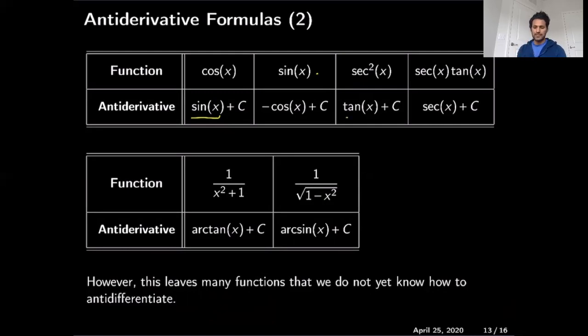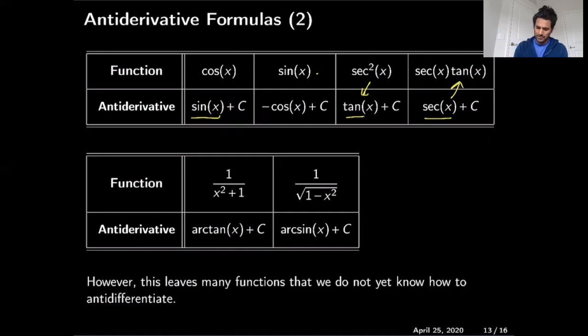The derivative of tangent is secant squared, so the antiderivative of secant squared will be tangent. The derivative of secant is secant tangent, so the antiderivative of secant tangent is secant. And also the antiderivative of 1 over x squared plus 1 is arc tangent, the inverse tangent. And similarly, the antiderivative of 1 over square root of 1 minus x squared will basically be arc sine x plus c.